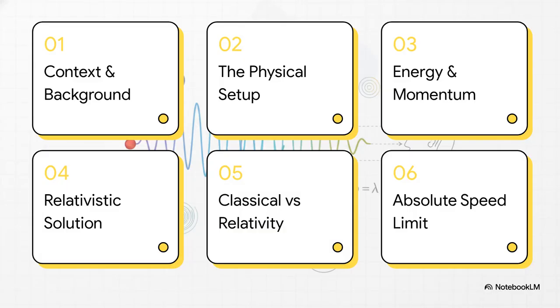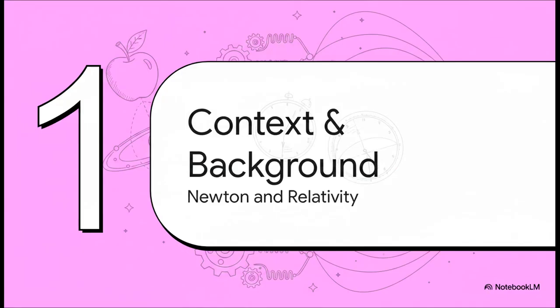We'll be covering context, Newton and relativity, the physical setup, conservation of energy and momentum, the relativistic solution, classical versus relativistic, and finally, the absolute speed limit. Section 1. Context, Newton and relativity.